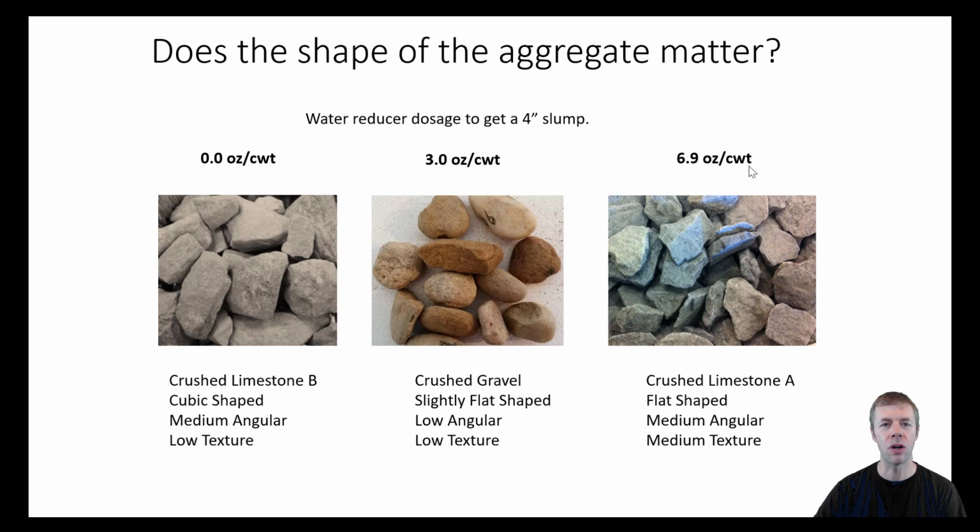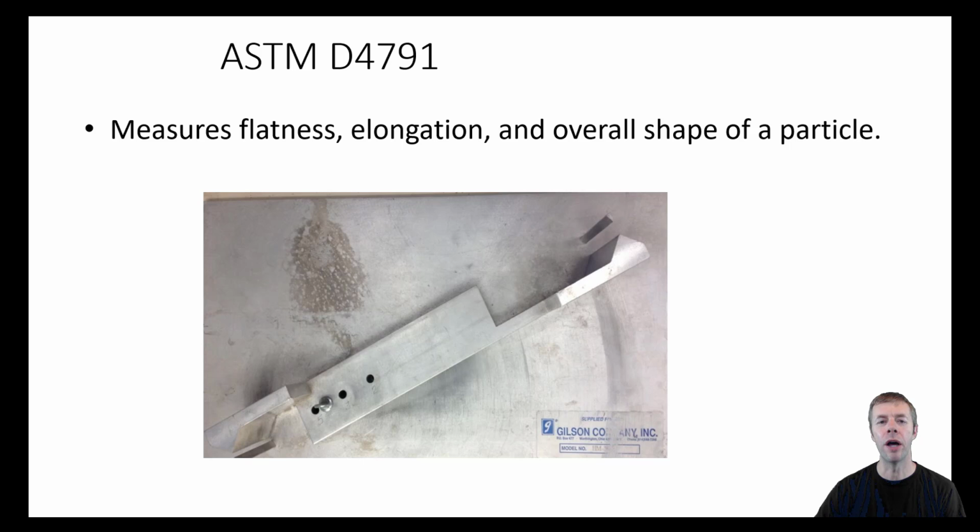We want concrete mixtures that use less admixtures. If we had our choice, we would choose this one, the one that needs 0 ounces per hundred weight. People might think that one thing is better than another. It's best just to test it and see and quantify it. Another way to quantify the shape of aggregates is with a test called ASTM D4791. And this is like a big caliper, and it measures the flatness, elongation, and overall shape of an aggregate particle. Let's show you how it works.